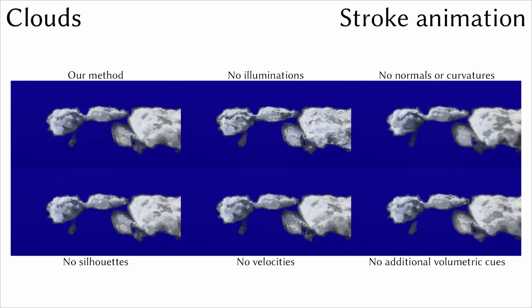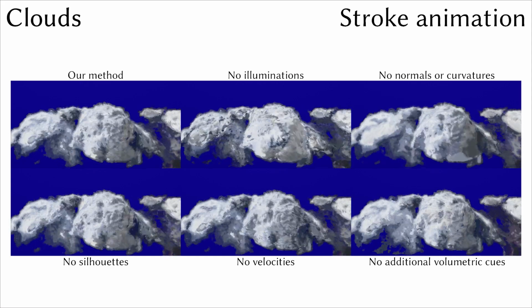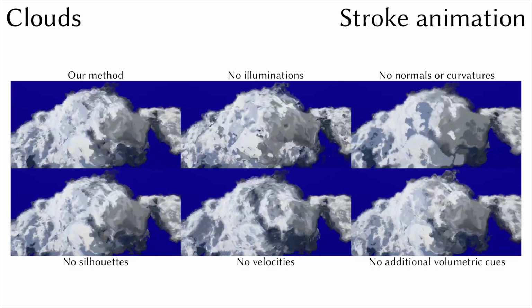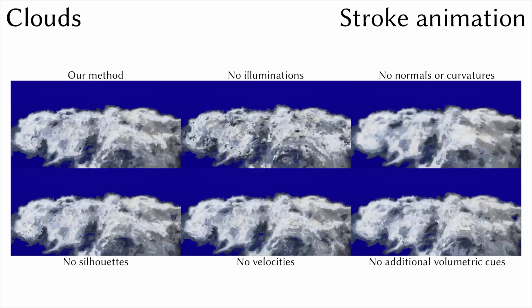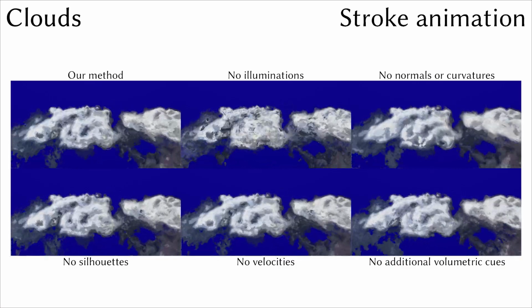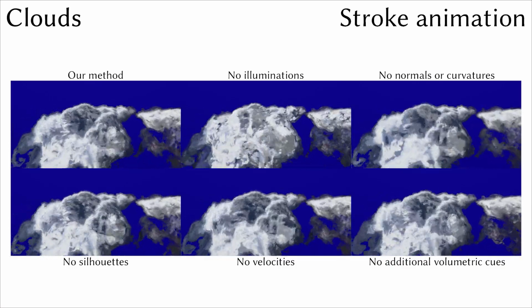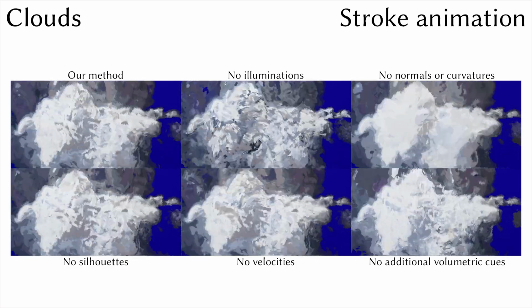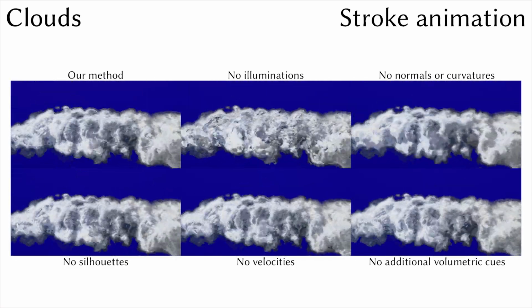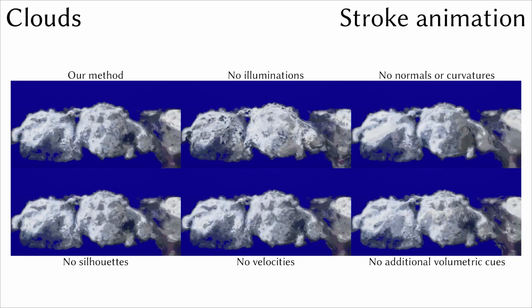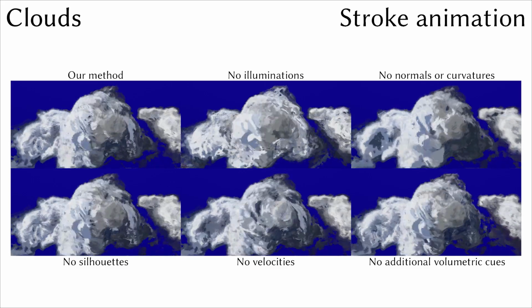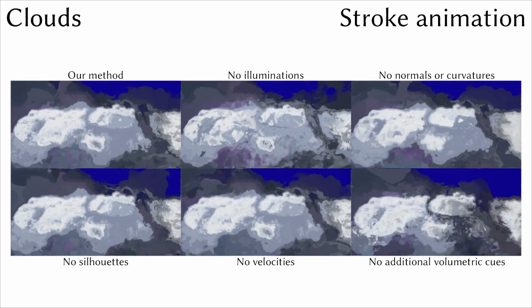Finally, we present an ablation study evaluating the contribution of different feature and basis field groups. Removing illumination-related components introduces noisy color variation. Omitting normals, curvature, or additional volumetric cues leads to flatter, less expressive outputs. Excluding silhouette-related components can reduce the stability of the transferred attributes. Without velocity features and their associated basis fields, strokes fail to align with the underlying motion. These results underscore the importance of adaptive feature selection in achieving high-quality, coherent stylization. Thank you.